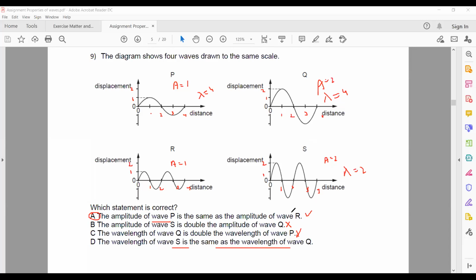The amplitude of P is the same as the amplitude of R. The term amplitude means the height of the wave. So when you check the height of wave P, that's 1 unit. You can see one mark there. When you check the height of R, that's also equal to 1 mark. So both have the same amplitude. The height of the wave refers to amplitude, and the horizontal distance refers to the wavelength.